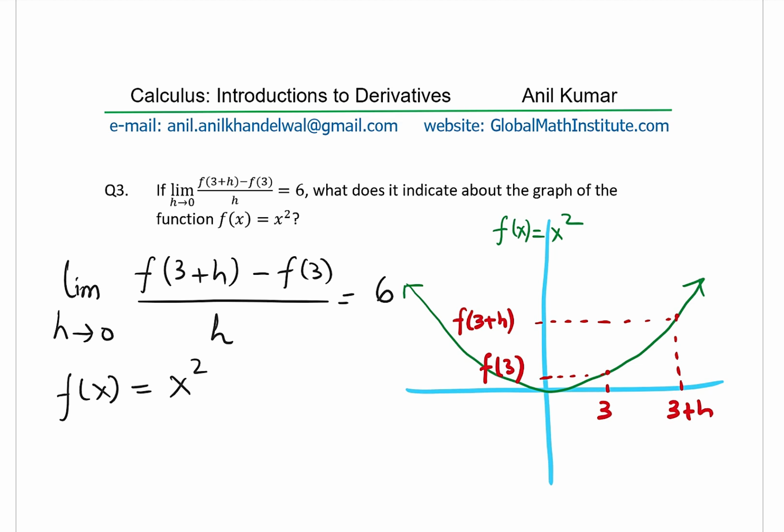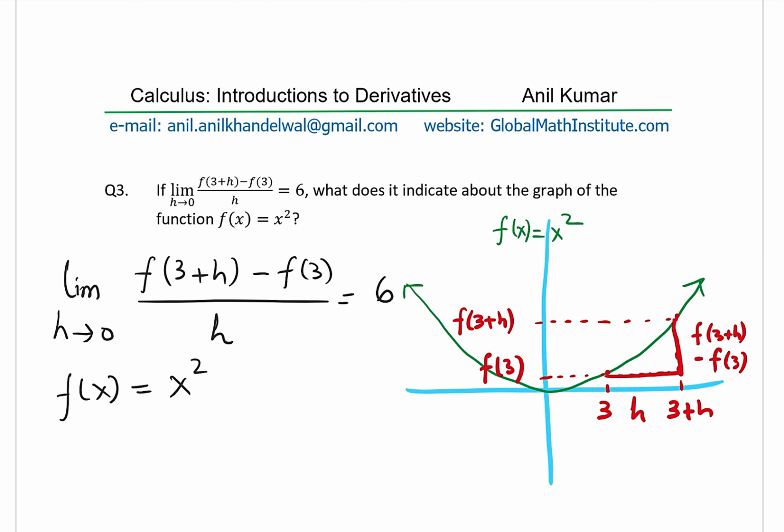Now, the expression which is given to us is f of 3 plus h minus f of 3. That means you are looking into what? We are looking into this portion, which is f of 3 plus h minus f of 3. Is that clear to you? And this is h. This portion here is h.